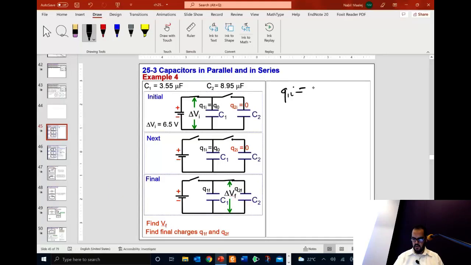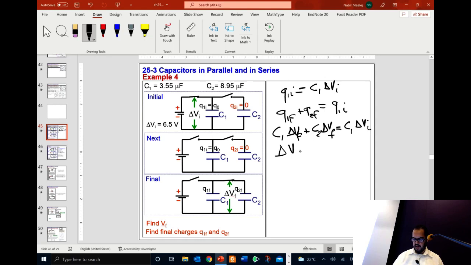Q1 initial was C1 delta V initial. Then we said Q1 final plus Q2 final is equal to Q1 initial because of the conservation of charge, so C1 delta V final plus C2 delta V final equals C1 delta V initial, and we obtain delta V final is just equal to C1 divided by C1 plus C2, times delta V initial. When you plug in the numbers, you find that this is 1.85 volts.